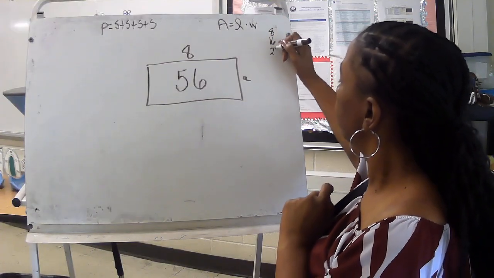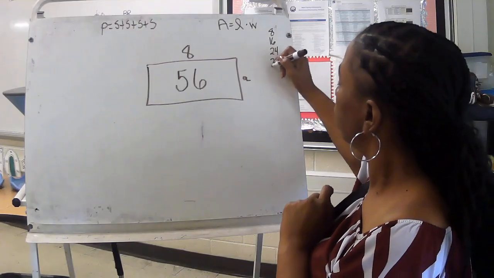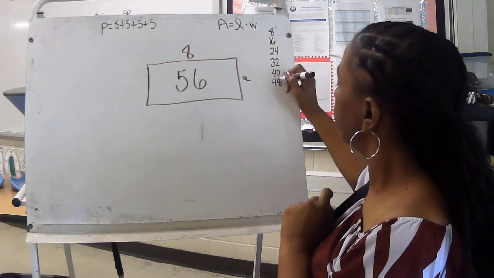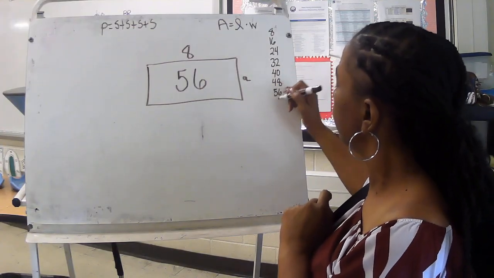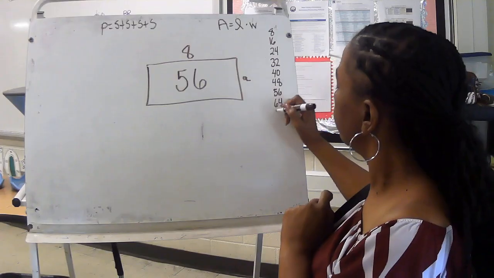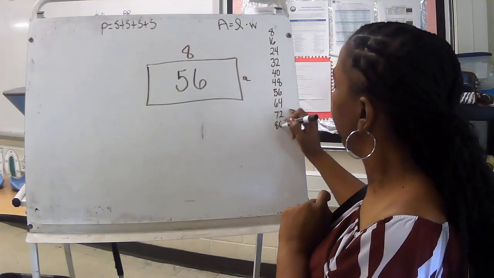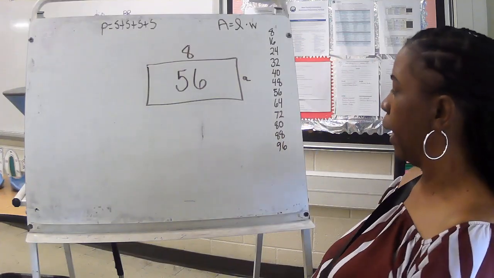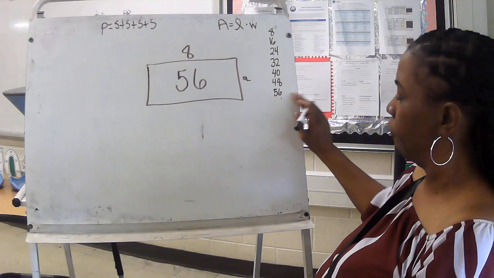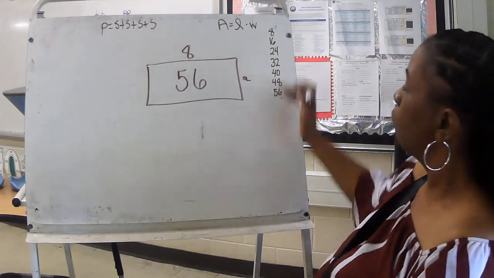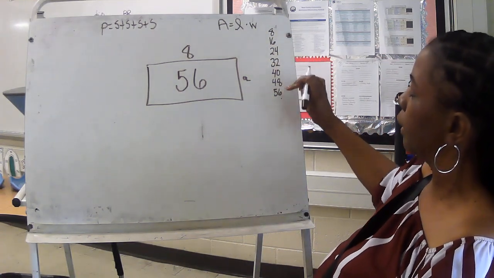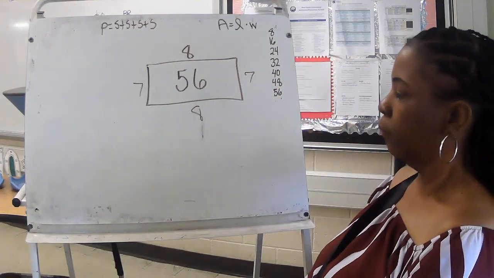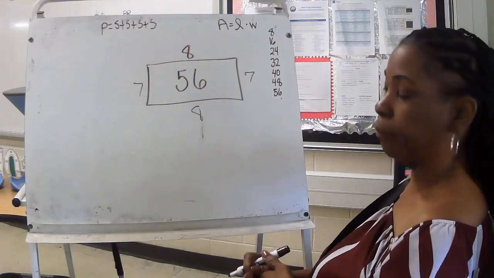8, 16, 24, 32, 40, 48, 56, 64, 72, 80, 88, 96. Okay? Or we really could have just stopped at our 56. And how many did we go down? 1, 2, 3, 4, 5, 6, 7. So that means this is 7. So the missing side is 7.